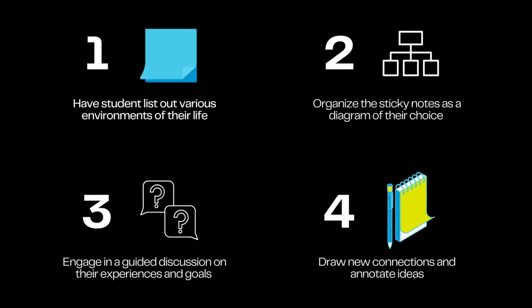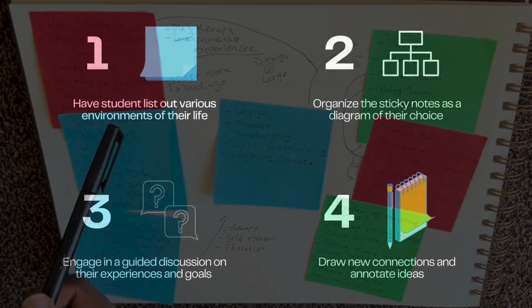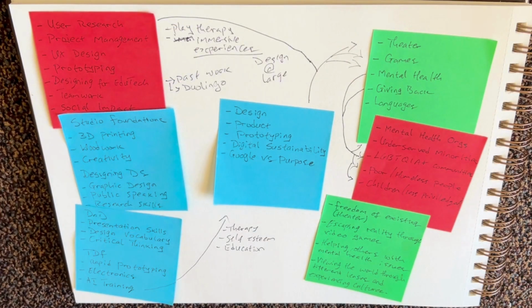Students would list out their school, work, and personal goals on sticky notes, organize them into a diagram, then follow in a guided discussion with me. Students would then write down their intersecting goals and interests on this diagram. The poster then served as a reminder of what they wanted to accomplish.